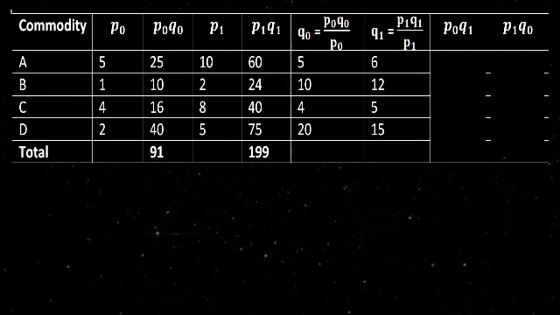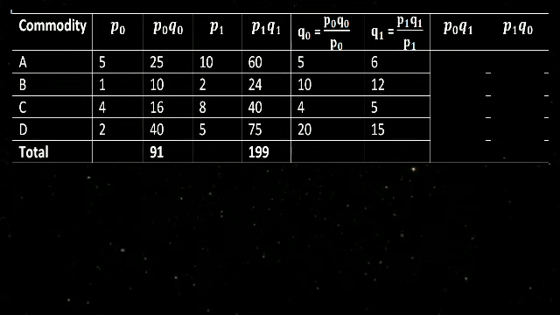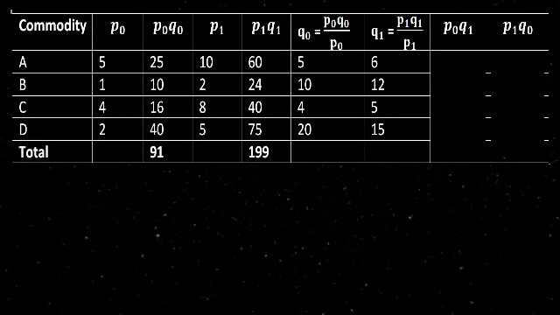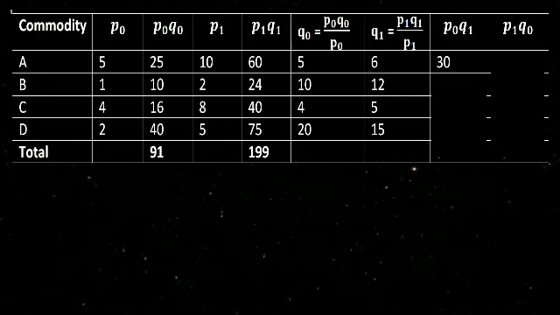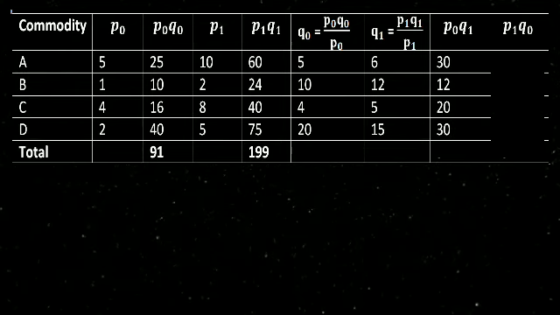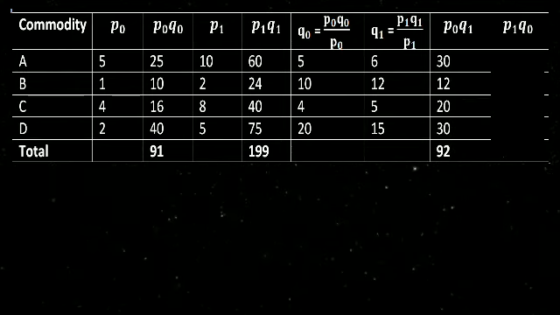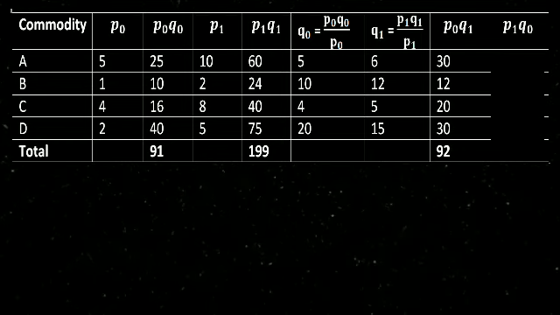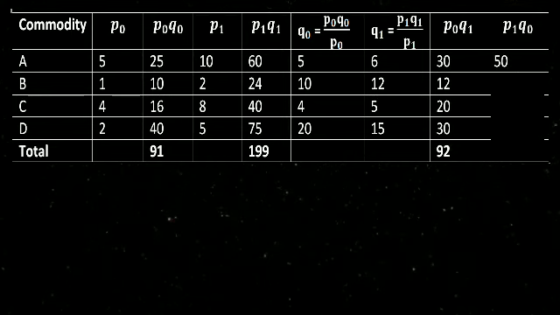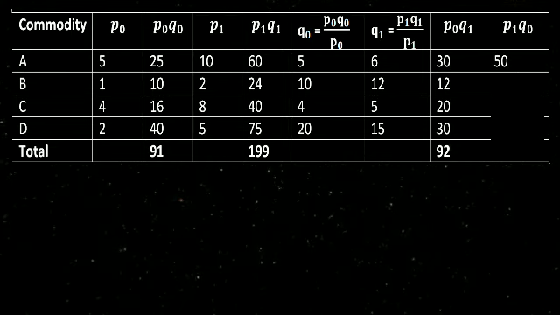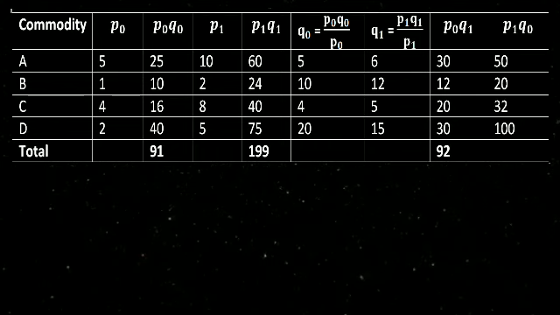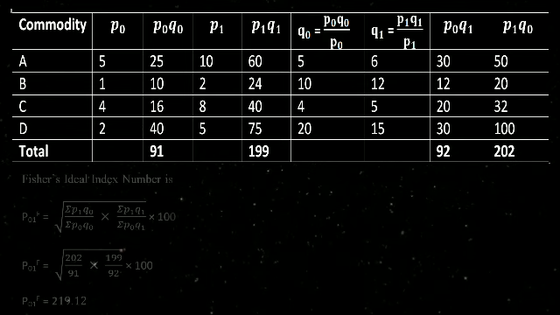Compute the values. The first value, P naught into Q1, and the values are 6 into 5, that is equal to 30. 1 into 12, 12. Similarly find the other values and find the total of the column, which is 92. Next column, P1 into Q naught, that is 10 into 5, 50. Next value, 10 into 2, which is 20. Find the rest of the values and the total of the respective column, and the total is 202.